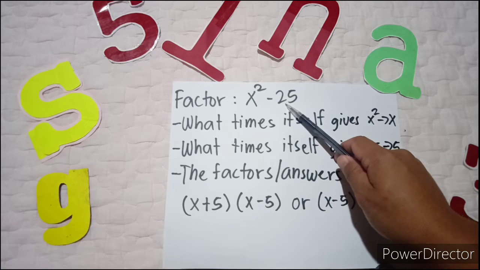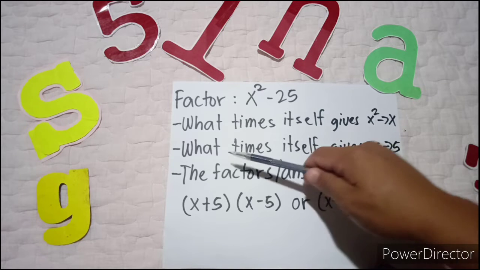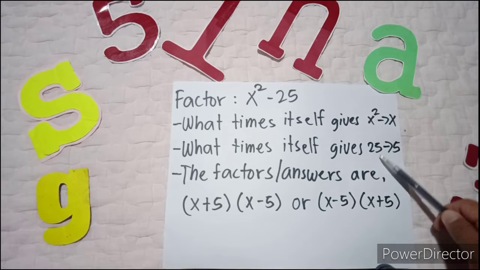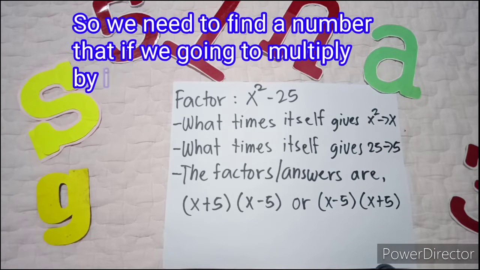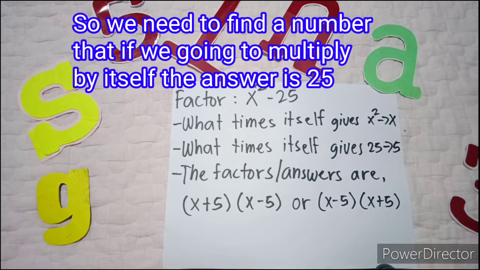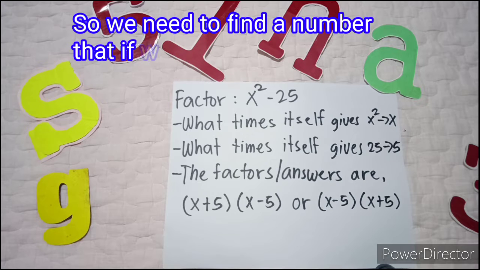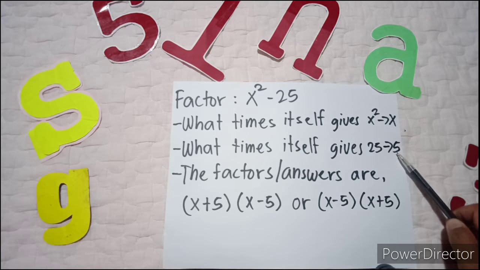The second term, 25. What times itself gives 25? So we need to find a number that we're going to multiply by itself. The answer is number 5. 5 times 5 is equal to 25.